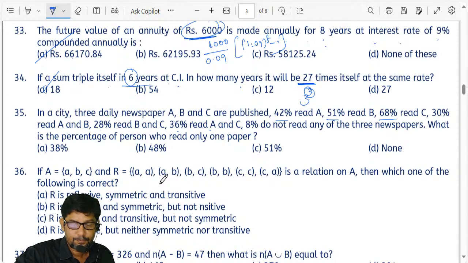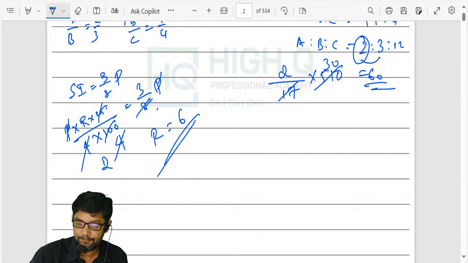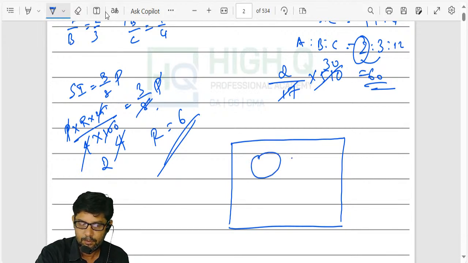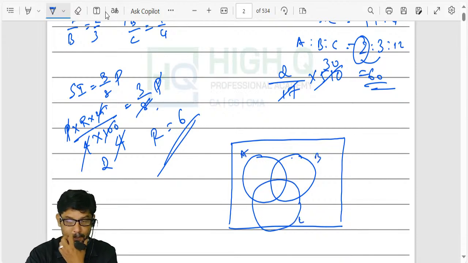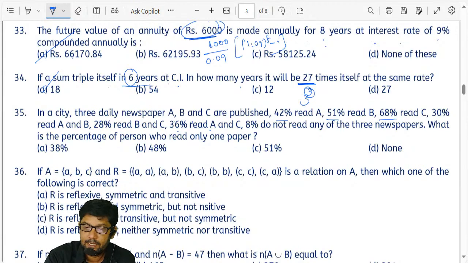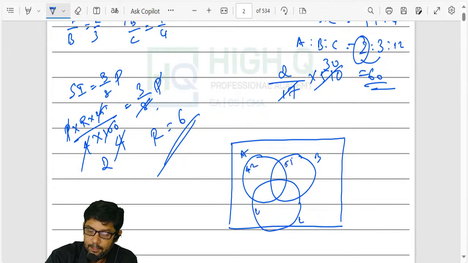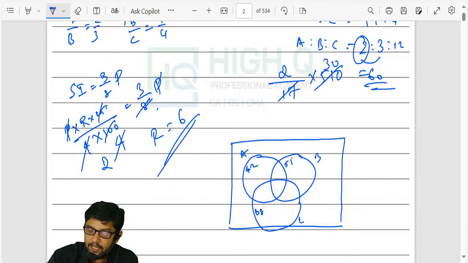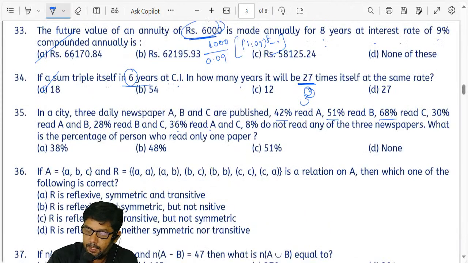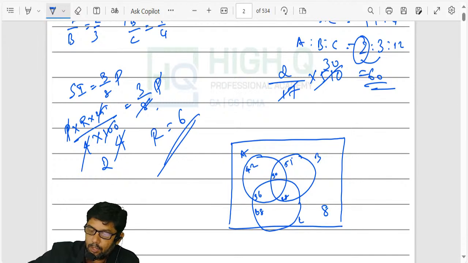Now, what is it? In a city, 3 daily newspapers, A, B and C. A, B, C. Now tell me, my dear, what about A? 42, 51, 68. Next is what? 30 A and B, 28 B and C, 36 A and C. Now one more thing is given. What is it? 8 do not read any. Am I right, my dear?